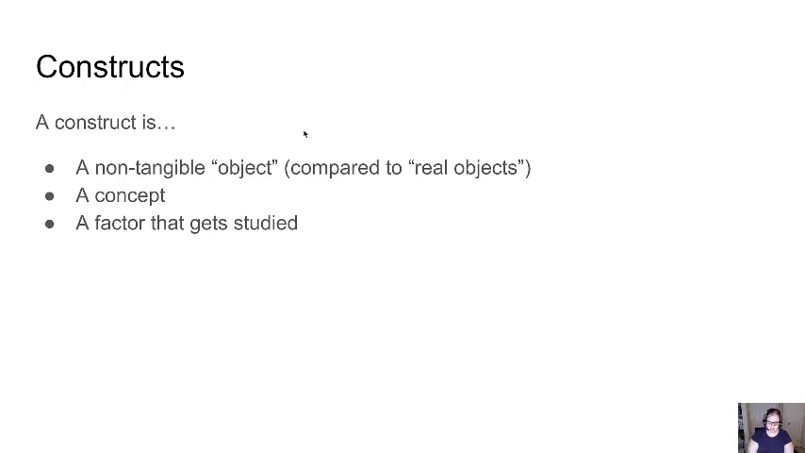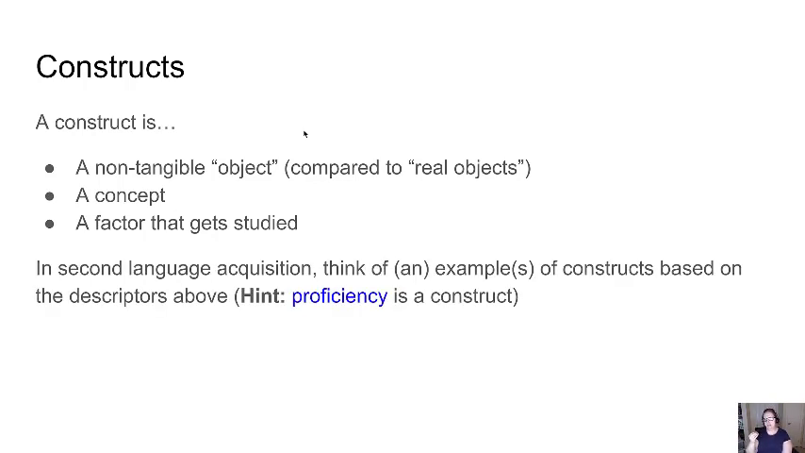So in second language acquisition, if I were to ask you to think of examples of constructs based on these definitions, one that could easily jump to your mind is something like proficiency, right? Proficiency, I can't grab it. It's a concept, okay, we can agree on that. Can I study proficiency? Yeah, sure. I could study what makes people's proficiency go up. I could study what the effects of different levels of proficiency are. So proficiency is measurable, right? It's a concept within the field of second language acquisition that is measurable. So it's a construct, okay?